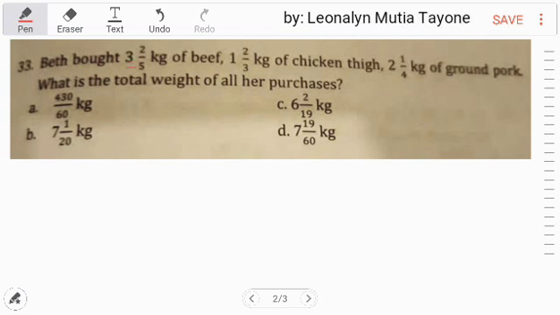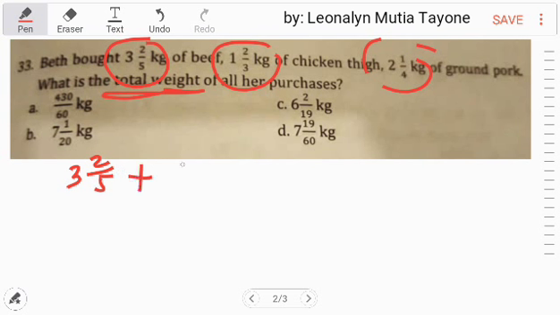Beth bought 3 and 2/5 kilos of beef, 1 and 2/3 kilos of chicken thigh, 2 and 1/4 kilos of ground pork. What is the total weight of all her purchases? Ibig sabihin, i-add lang natin ito. So, we will add fractions. Mixed numbers ito.